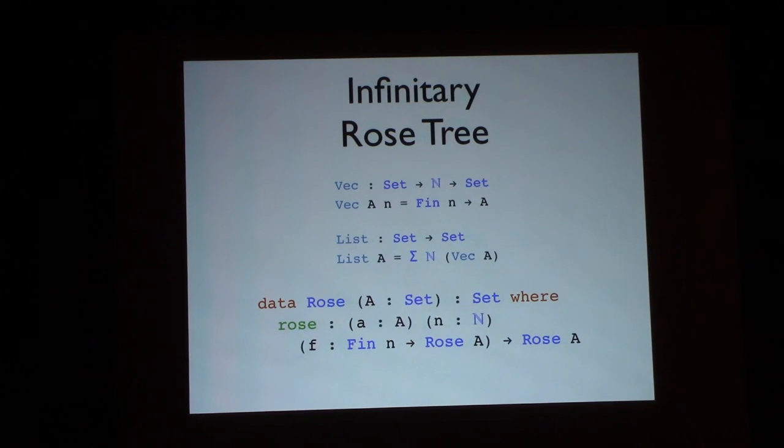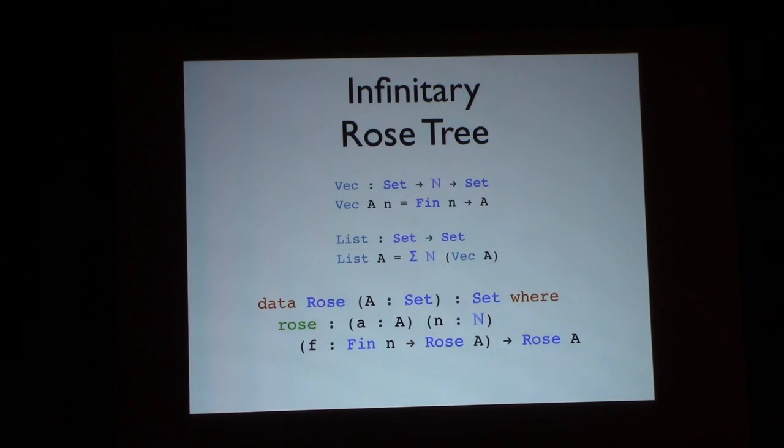And if we take these two isomorphisms and embed them into the constructor of the rose tree, then we can say, okay, another way to define a rose tree is to take an A, to take any natural number, and then ask for an infinitary function from Fin n to a Rose A.